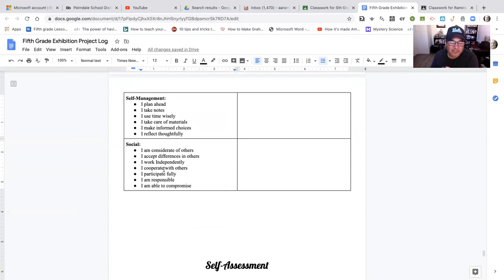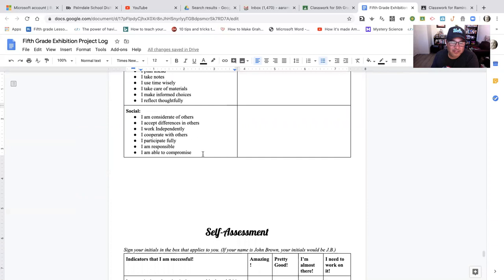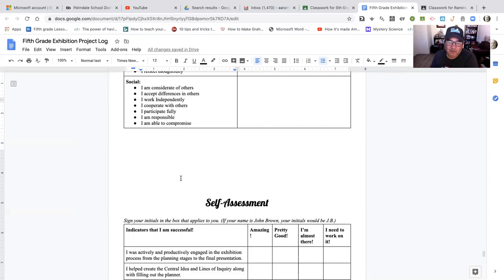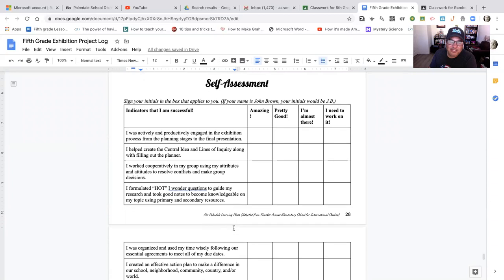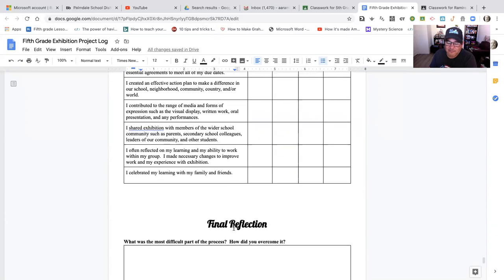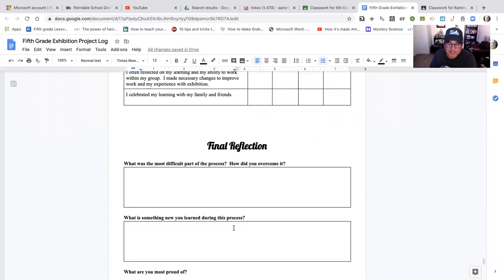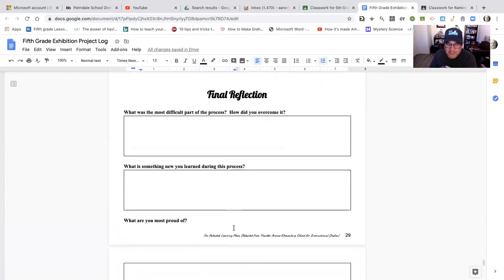Okay, and then socially, how did you work with others? Things like that. You may not have been in a group, but you could still show some evidence of working socially with people. This last section here is a self-assessment and final reflection piece.